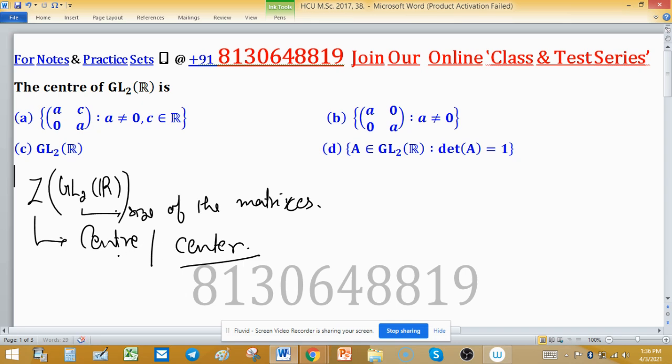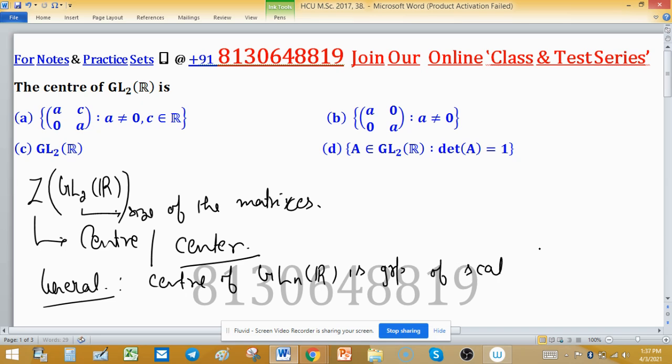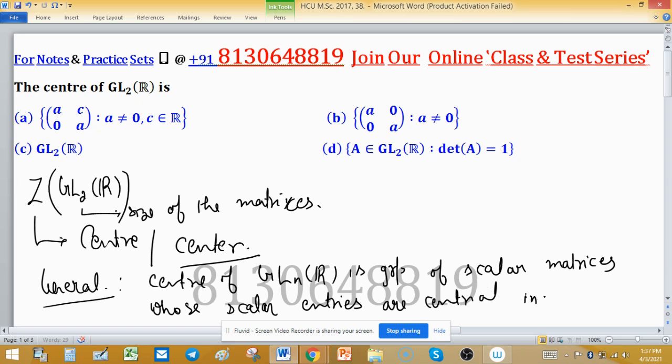In general, the center of GLnR, the group of invertible matrices with real entries, is the group of scalar matrices, that is, the central invertible elements.